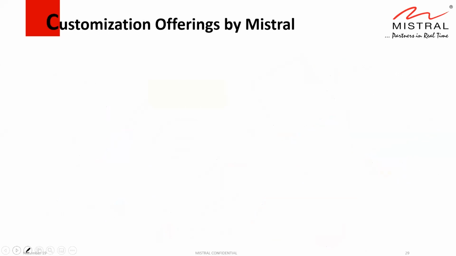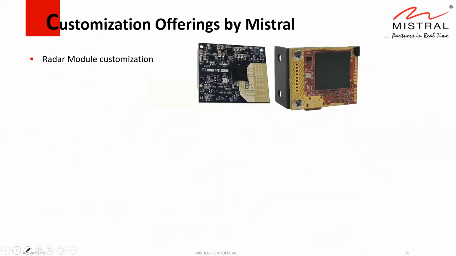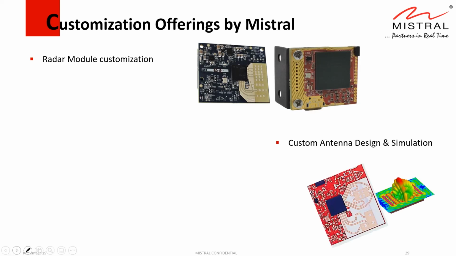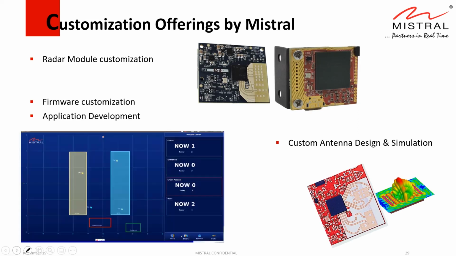What are the customization offerings Mistral provides? So we also customize the radar modules based on the customer requests, and we also produce in volumes and supply. So we can customize if a customer comes with specific size, specific antenna patterns, specific host connectivity and power supply. We customize for them, and based on the use case, we do custom antenna design, and we also simulate and select the right antenna patterns. And we also work on firmware customization and application development.